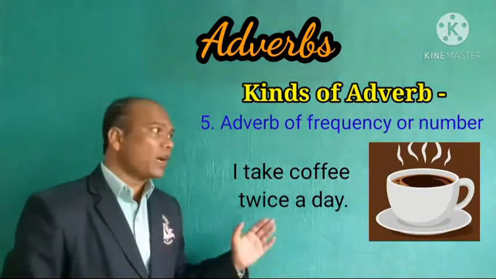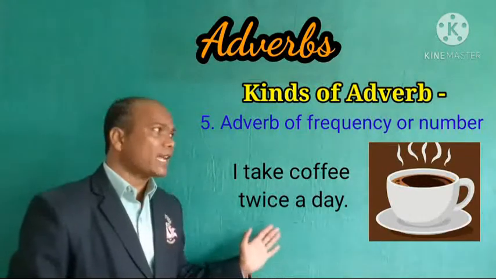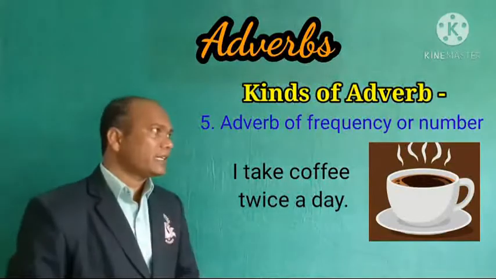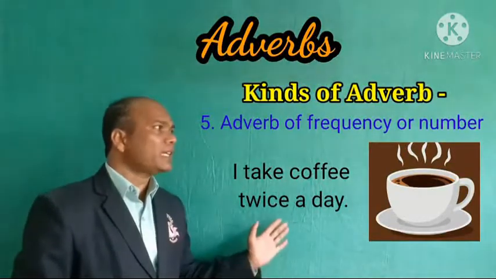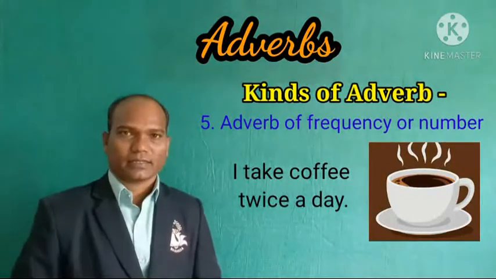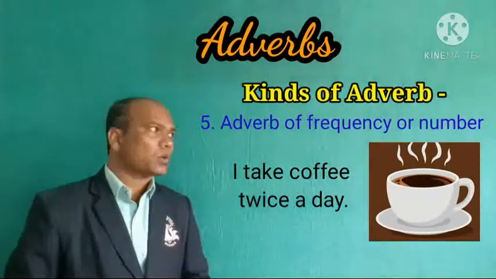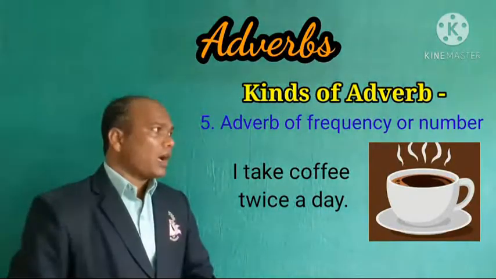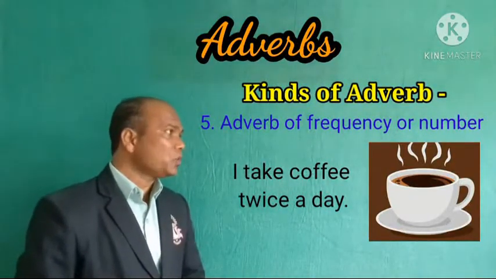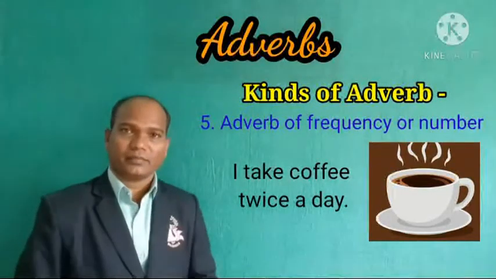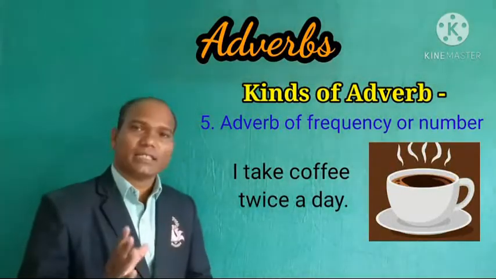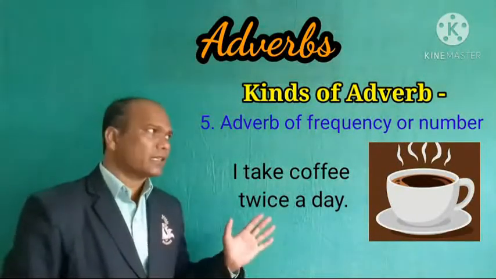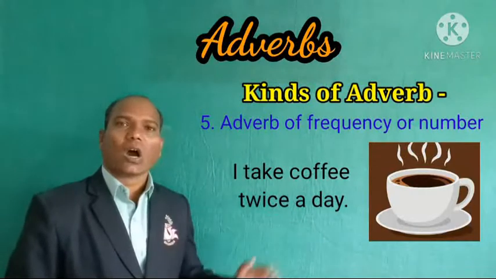The word twice is an adverb of frequency or number because it shows how many times an action takes place. It also answers the question how often. For example, how many times do I take coffee a day? The answer is twice. That's why twice is an adverb of frequency or number.